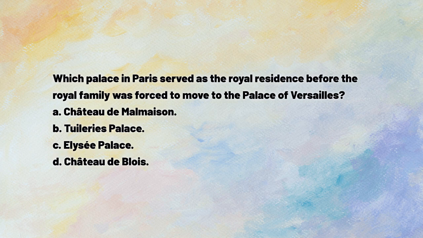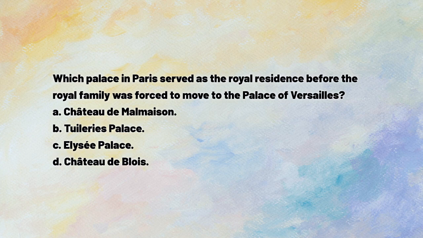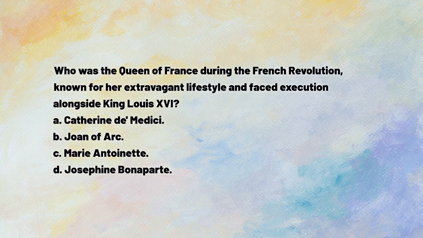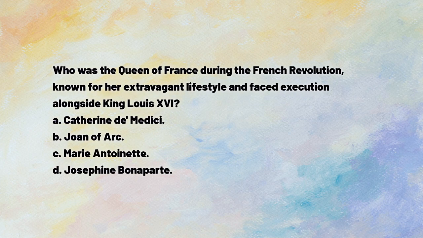Which palace in Paris served as the royal residence before the royal family was forced to move to the Palace of Versailles? A. Château de Malmaison. B. Tuileries Palace. C. Élysée Palace. D. Château de Blois. Answer B. Tuileries Palace.